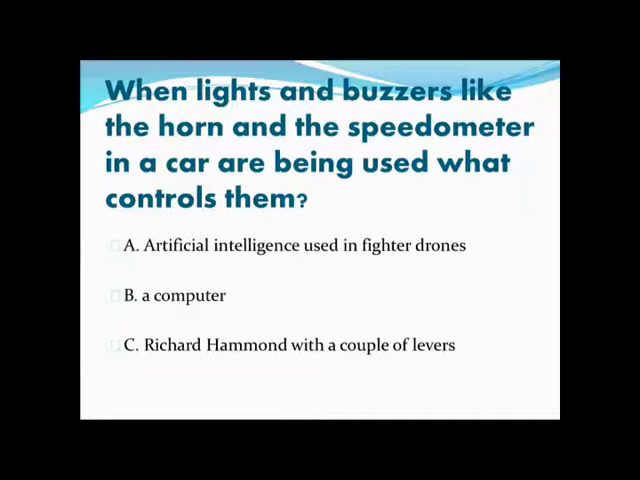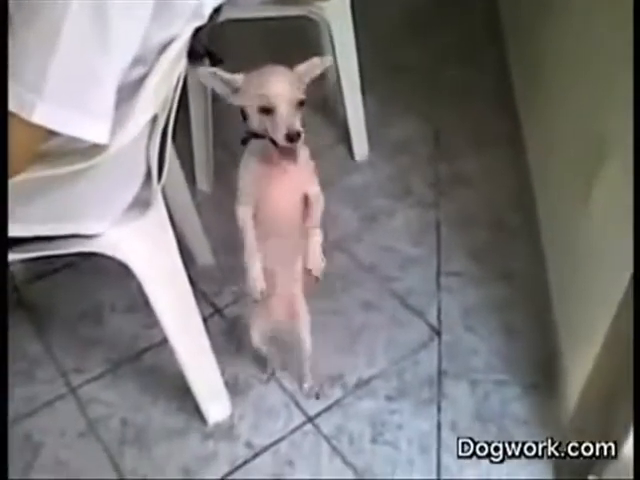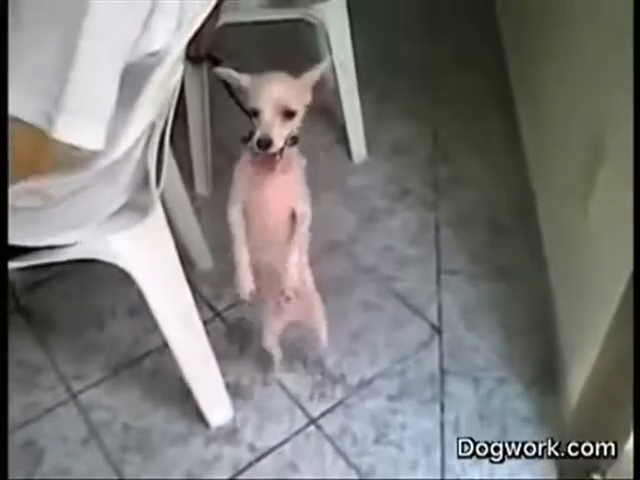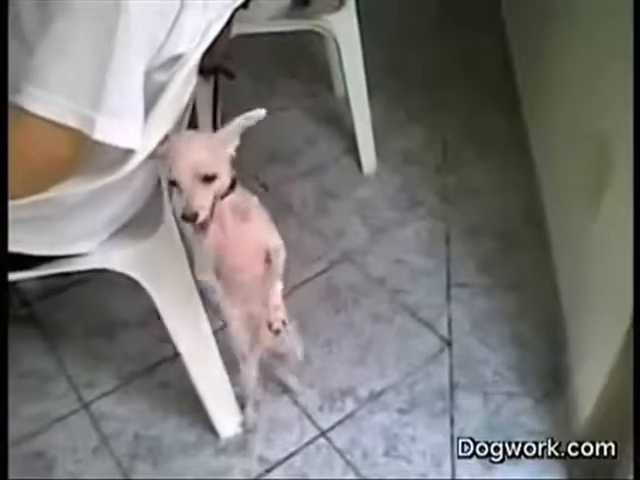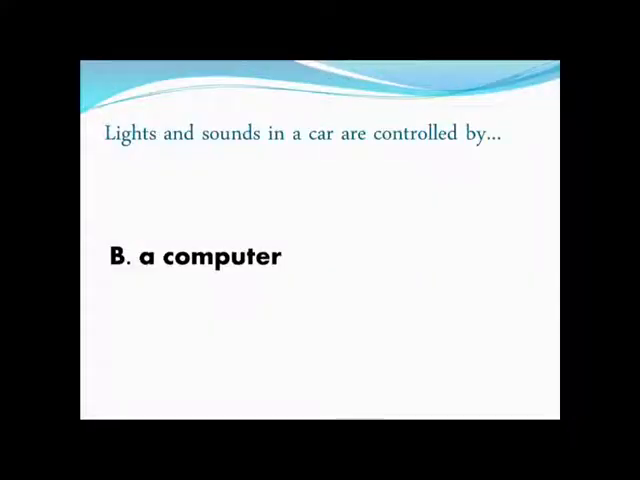Now, for the last question, when lights and buzzers like the horn and the speedometer in a car are being used, what controls them? A, artificial intelligence used in fighter drones, B, a computer, or C, a rigid hammer with a couple of levers. Once again, 15 seconds of an awesome doll. And the answer is B, a computer.